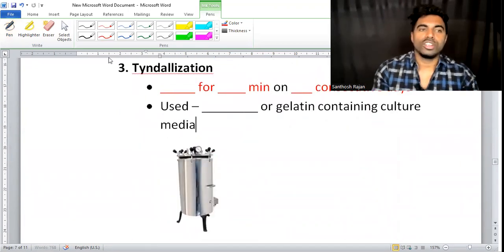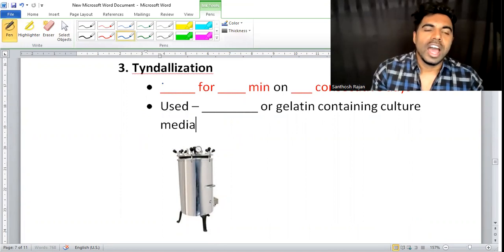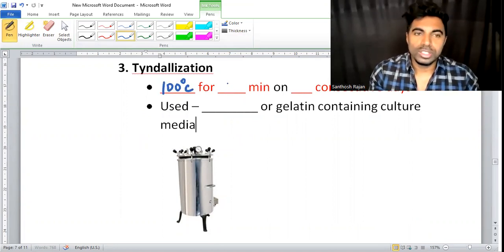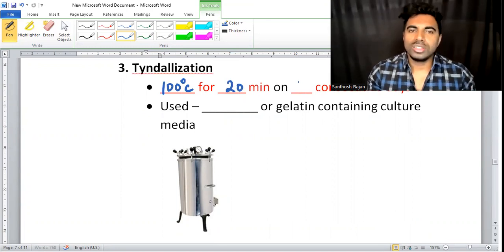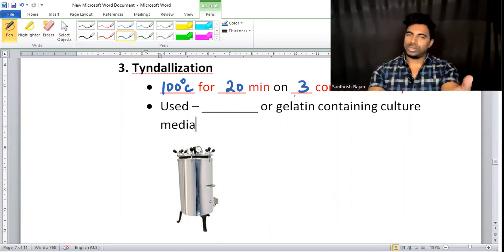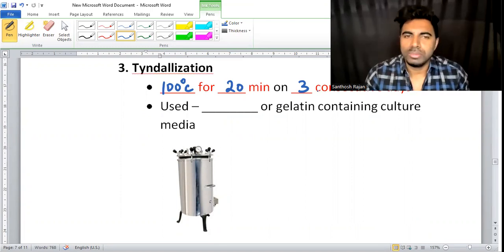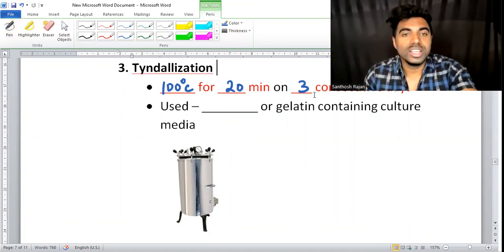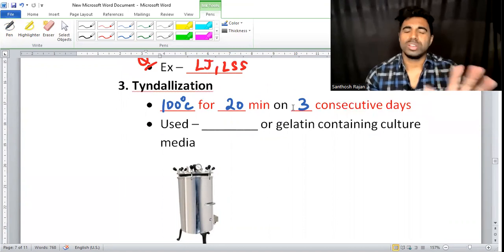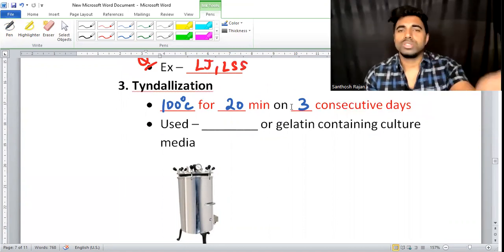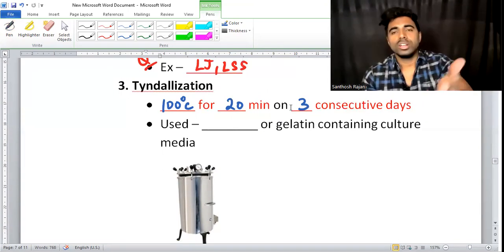So exactly for tyndallization, how are you going to answer? 100 degrees Celsius for how many minutes? 20 minutes is enough, on 3 consecutive days. Tyndallization is very simple. Why is it 3 consecutive days, and why stress it? Because it is the same procedure. First day, bacteria are killed and spores germinate, spores become bacteria. Second day, the same again, third day, completely killed.